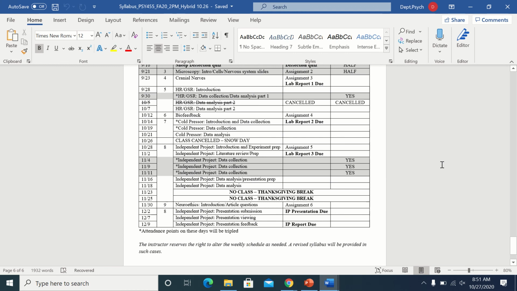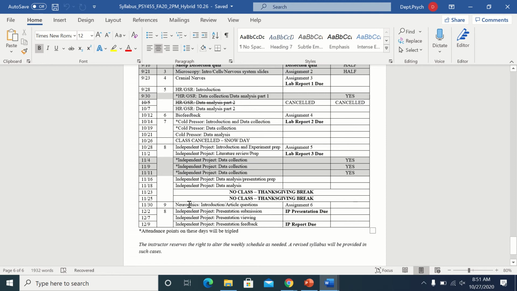So I emailed you all on Sunday night, prior to the snow day on Monday, that the in-person classes are changed. So that's the major change to this syllabus. So the in-person classes are now on the 4th, the 9th, and the 11th. I did make one other change since I emailed you.